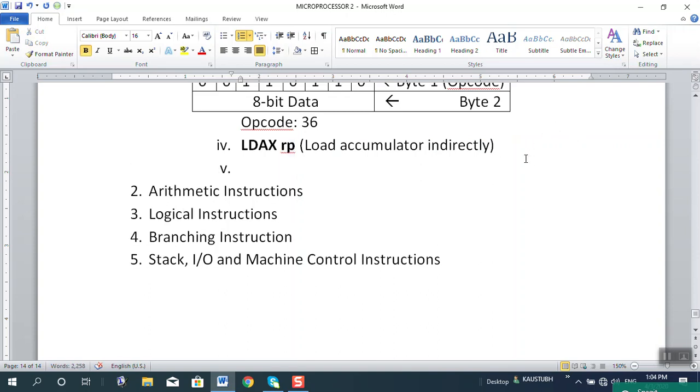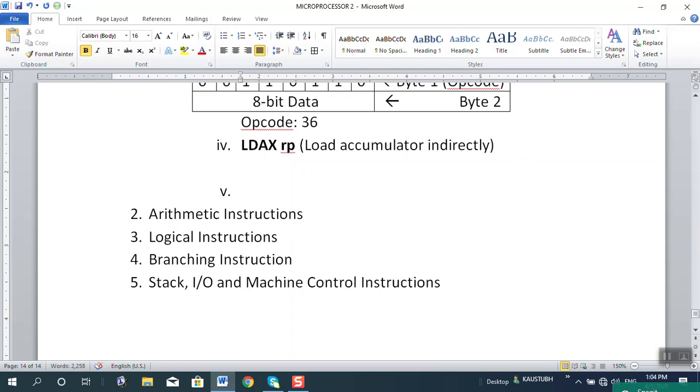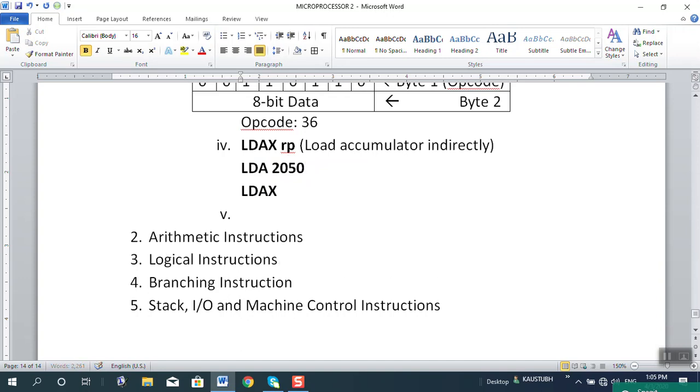This instruction is something like LDA, already discussed. So LDA, for example, 2050. What is the meaning of this instruction? The meaning is load the accumulator directly from the memory location 2050. That means some data is there in your 2050 memory location. That data will be copied directly to the accumulator. Now suppose this LDAX RP, instead of RP, suppose I am typing B.